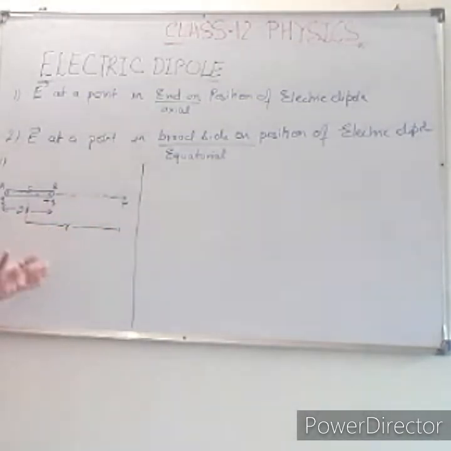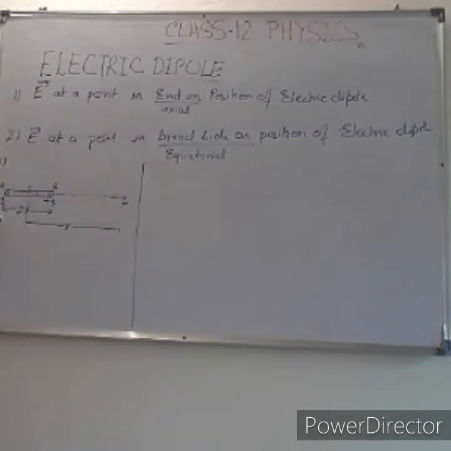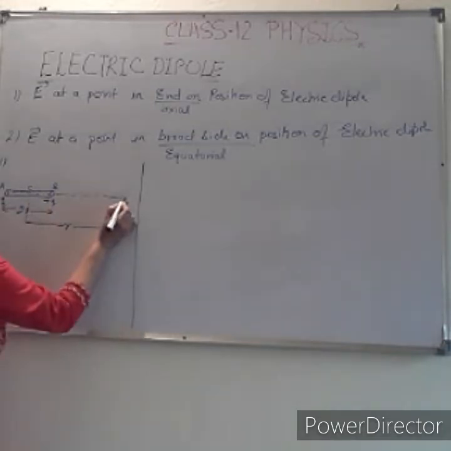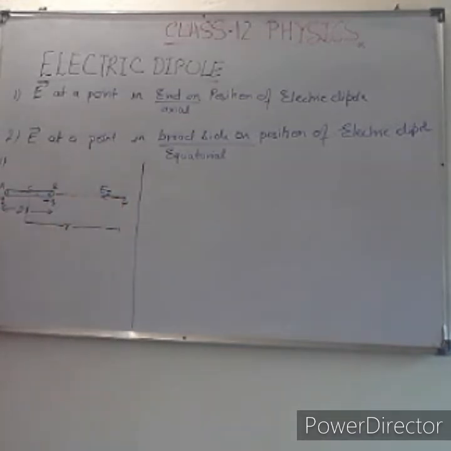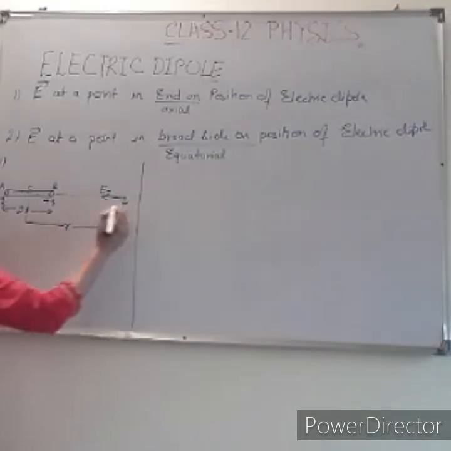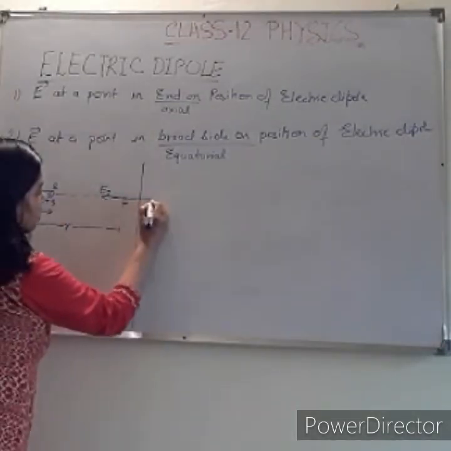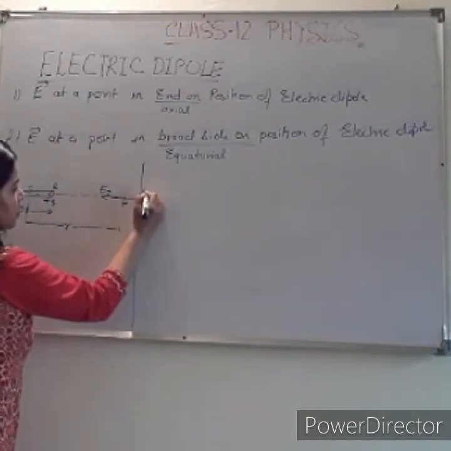So we can take the case that electric field at P point due to minus Q charge first, and then electric field at P point due to plus Q charge. Afterward, we will solve the net electric field on the basis of direction. Because electric field is a vector quantity, we need to calculate the net electric field on the basis of direction. So here, due to minus Q charge, the electric field is towards the charge. That means E minus is towards the minus Q charge, and electric field due to plus Q charge is away from the charge, that is E plus.